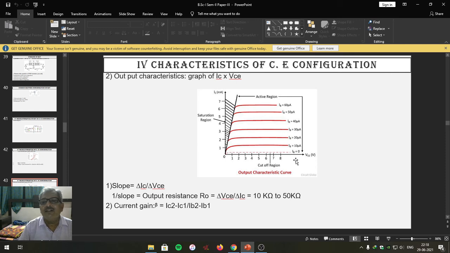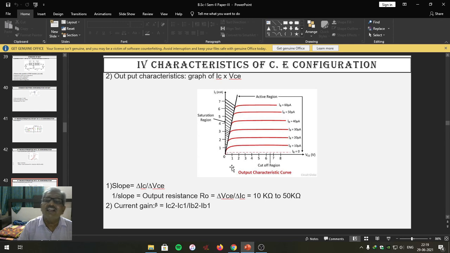Let me interpret the graph of IC versus VCE. If you look at the nature of this graph, we can say that at the beginning when VCE is 0, IC is 0. When VCE increases, IC increases for this particular graph. After a particular value, even though VCE is increased, IC remains constant. That is the speciality.